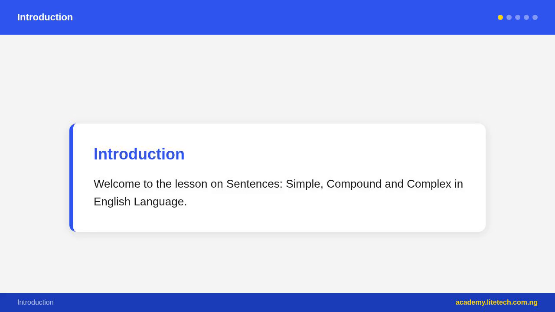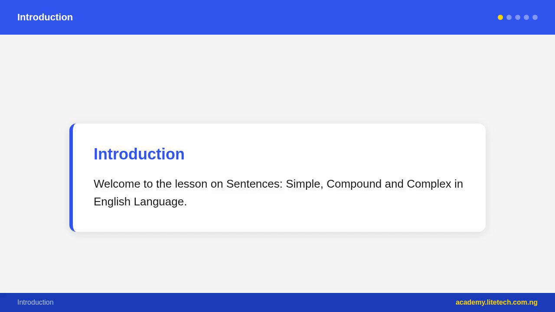A dependent clause, also called a subordinate clause, has a subject and a verb but cannot stand alone. It depends on the main clause to complete its meaning. Example: because she studied hard. This is not a complete sentence alone; it needs the main clause.